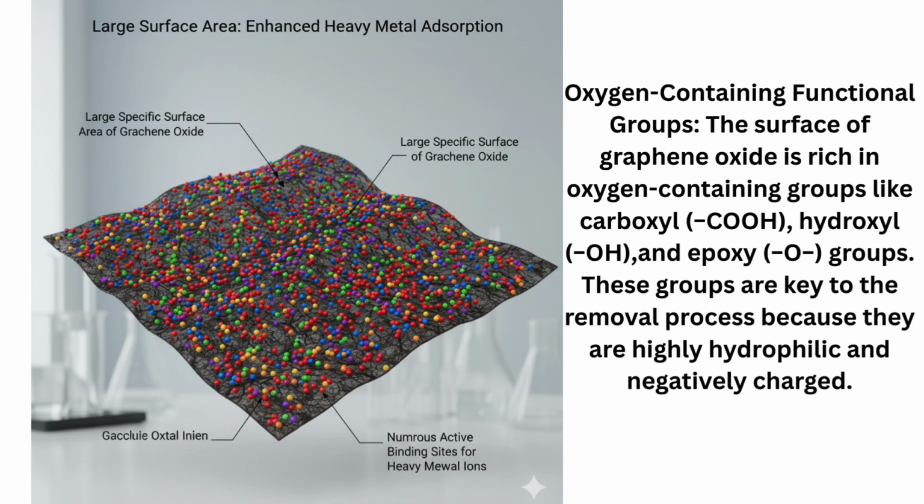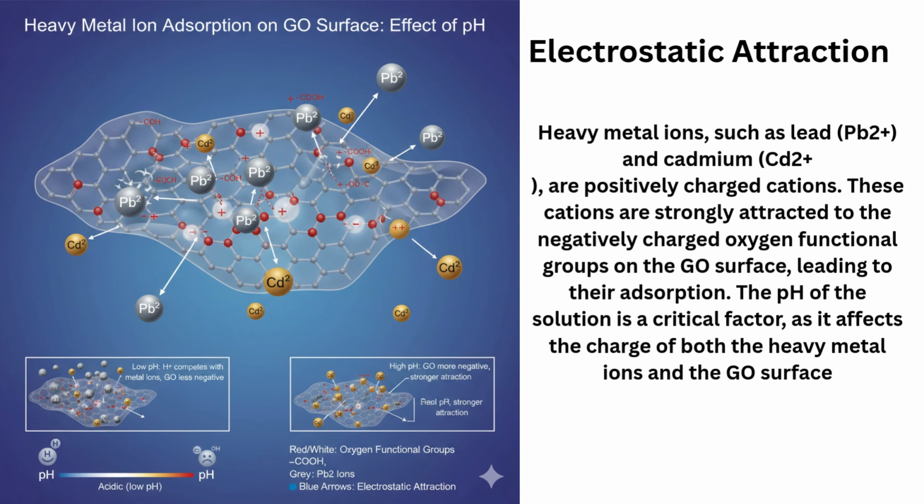Oxygen-containing functional groups. The surface of graphene oxide is rich in oxygen-containing groups like carboxyl, hydroxyl, and epoxy groups. These groups are key to the removal process because they are highly hydrophilic and negatively charged.